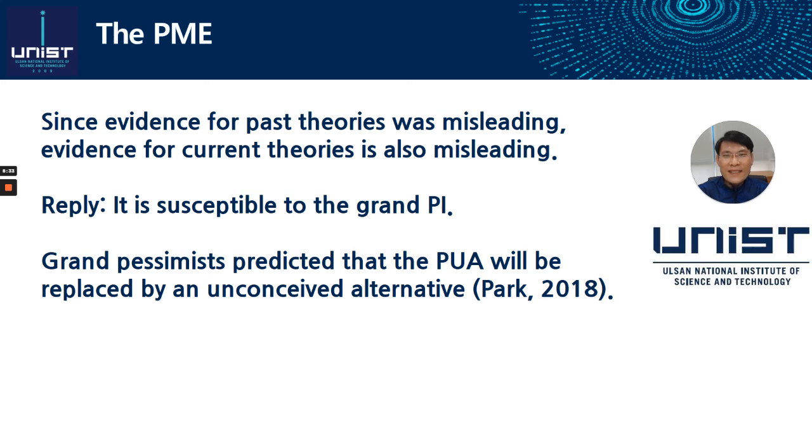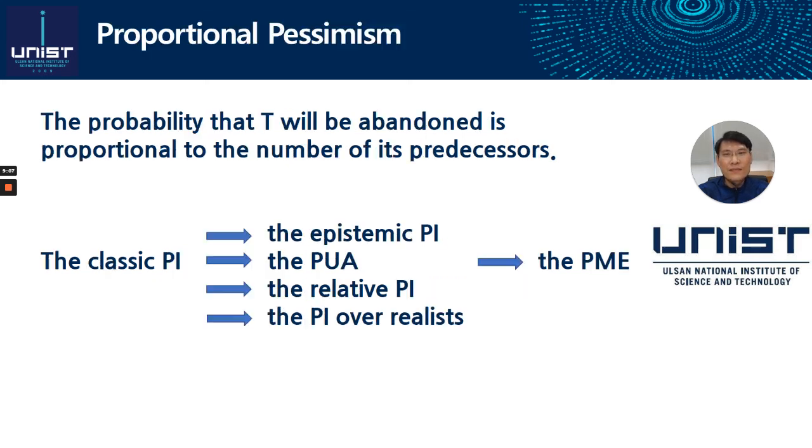Before the problem of misleading evidence was born, grand pessimists predicted that the problem of unconceived alternatives would be replaced by a hitherto unconceived future pessimistic induction. Given that the problem of misleading evidence is just born, it will be around for a while. As predicted, however, it has infinitely many hidden problems, so it will be displaced by a hitherto unconceived future pessimistic induction.